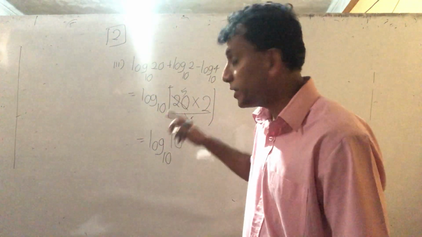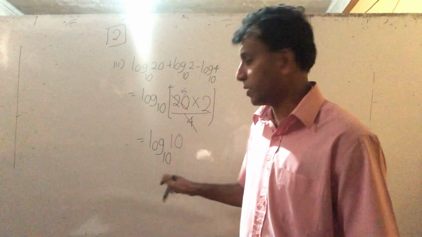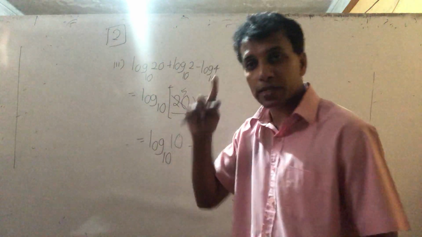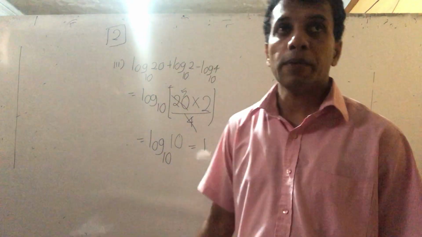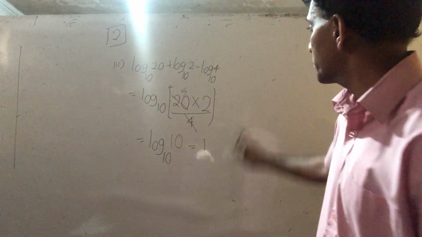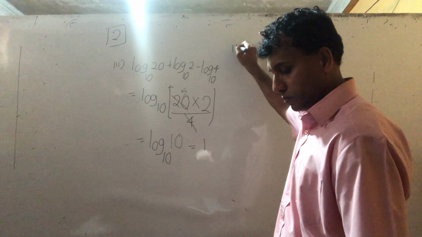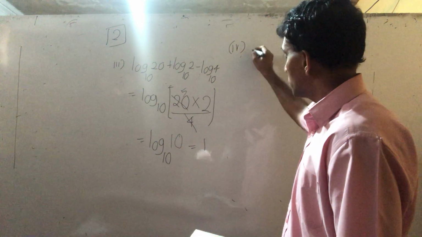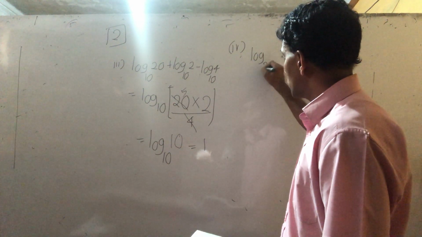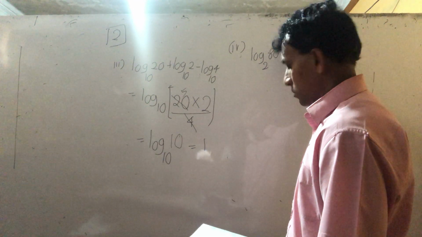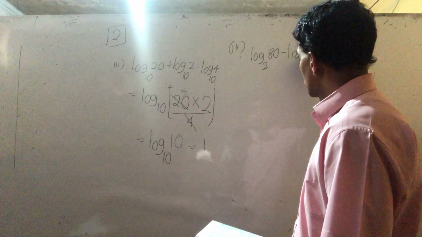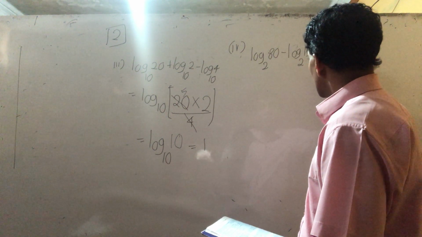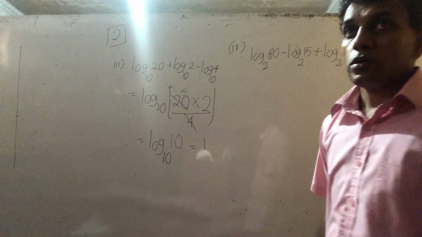So here what is the answer? Logarithm 10 with base also 10. So the power is the answer. 10 means 1, so 1 time, the answer is 1. Logarithm 10 to the base 10 is 1. Try the next question.